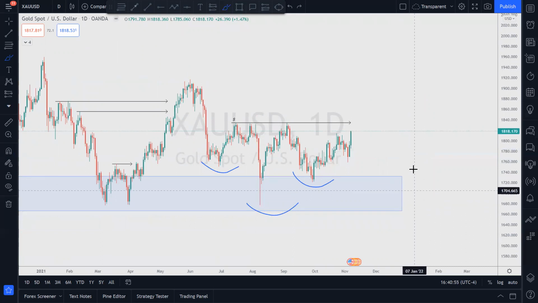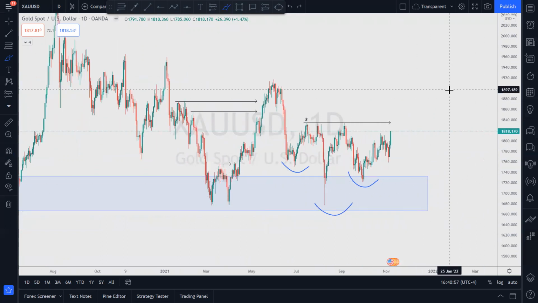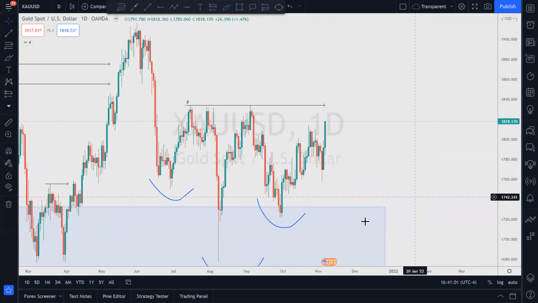Now, as far as gold goes, things are looking really nice. We've got this mini reversal on the right shoulder of a larger reversal. This larger reversal is indicating that price is going to probably go high, continue high for the week.